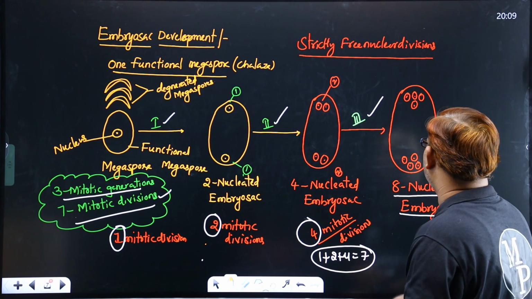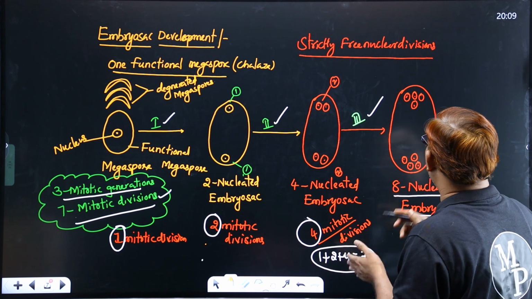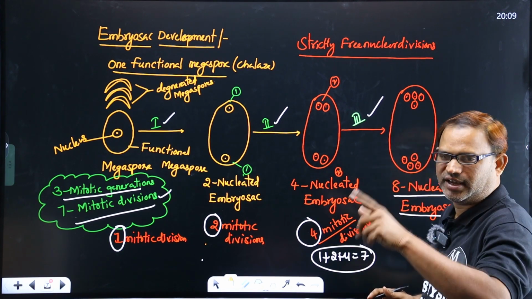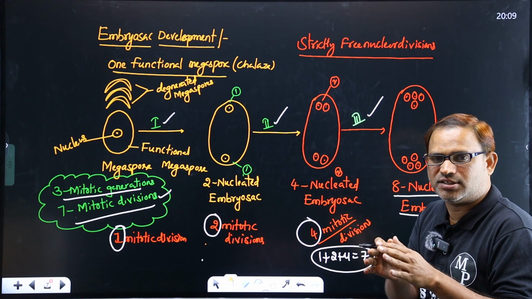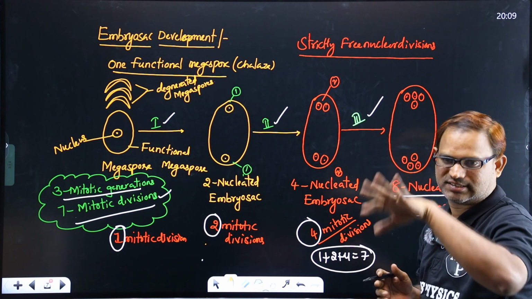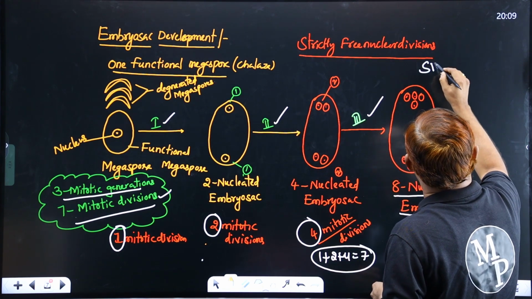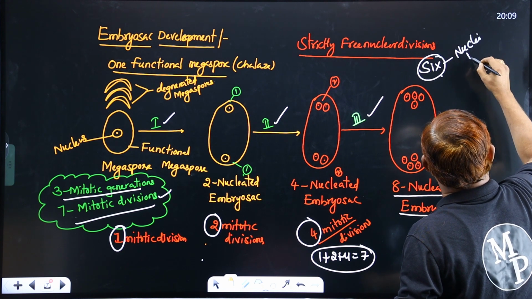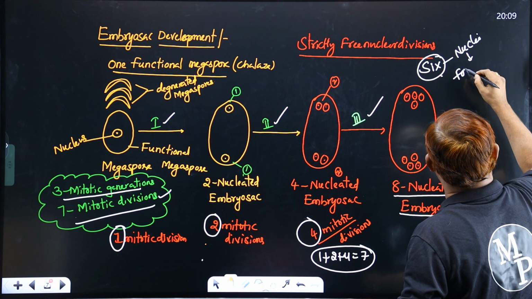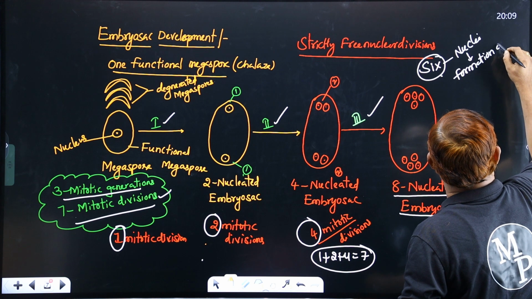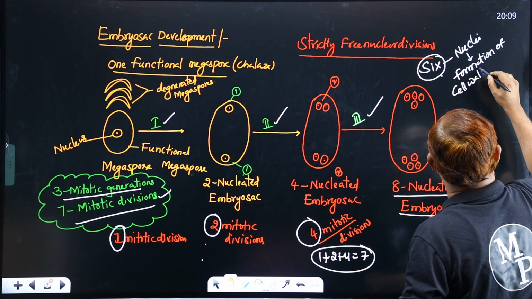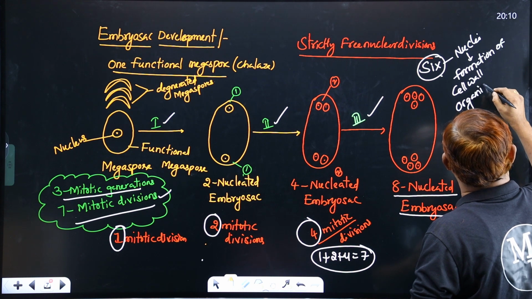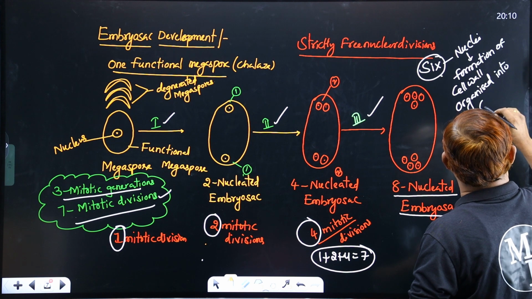After the 8 nucleated embryo sac is formed, what happens? Very important: 6 of the 8 nuclei lay down cell wall formation and are organized into cells. These 6 nuclei, by formation of cell wall, are organized into cells.